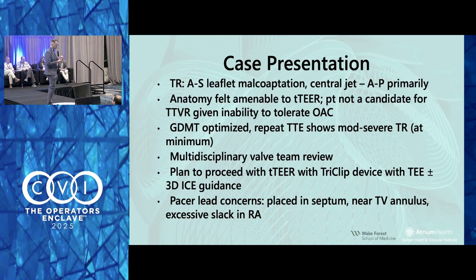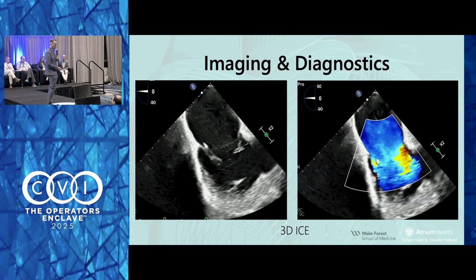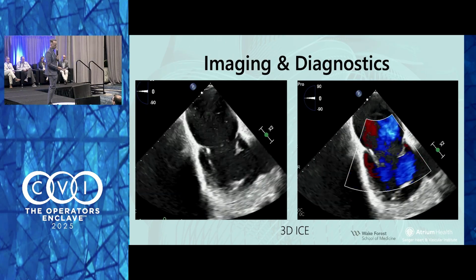Did not think he'd be a good candidate for valve replacement because the whole point of the Watchman was to get him off the anticoagulation. Was felt to be optimized on meds, and the repeat echo just showed persistent TR. And we had a review with our team, and we thought we'd give it a shot with a TriClip device. Probably would need 3D ICE, TE and ICE guidance, with some concerns about the lead, but we thought we could just go ahead without having to deal with it at first.